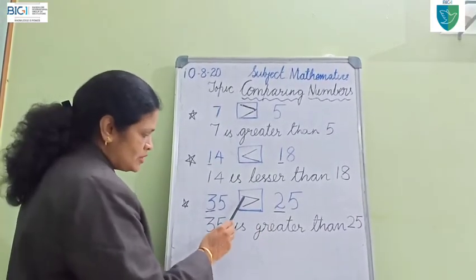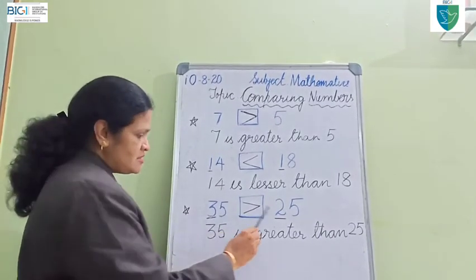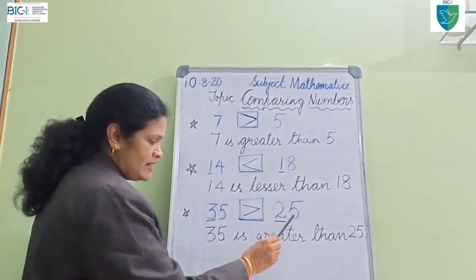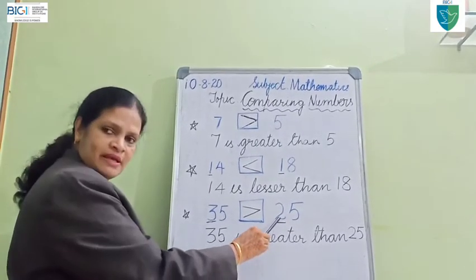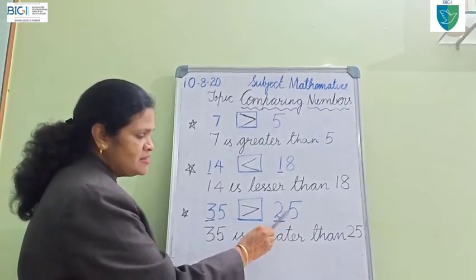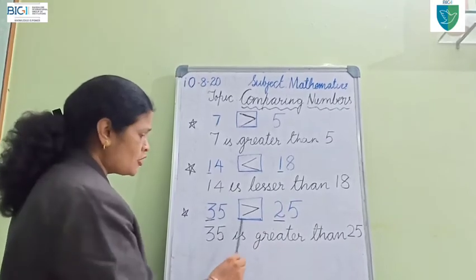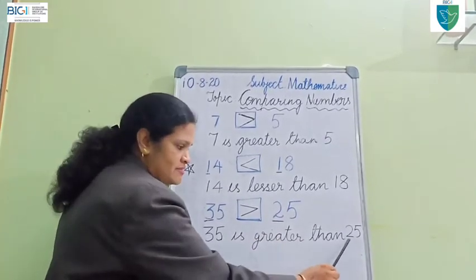The open mouth of the symbol is facing towards 35, which is greater than number 25, which has 2 in the tens place. So the closed end of the symbol is facing the lesser number. How do we read this? 35 is greater than 25.